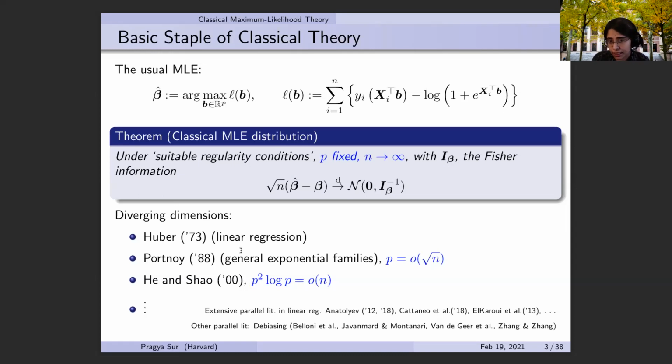It's almost impossible to survey everything that has been done in diverging dimensions, of course. So here I'm pointing out the most related works in the context of what I'm going to present. Subsequent works by Portnoy, and He and Shao, basically said that if the number of features is diverging with the sample size, but with a certain relationship, for instance, p negligible compared to square root n, then the classical CLT still continues to hold if you make the appropriate changes. If you look at linear combinations here, you will get the corresponding linear combination there. That's one of the basic staples of classical theory.